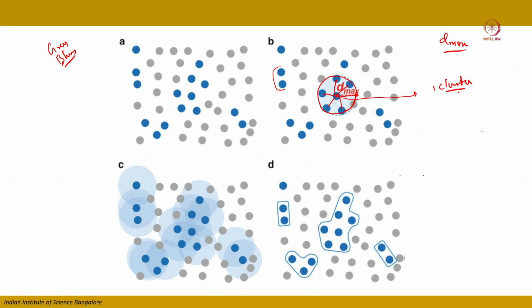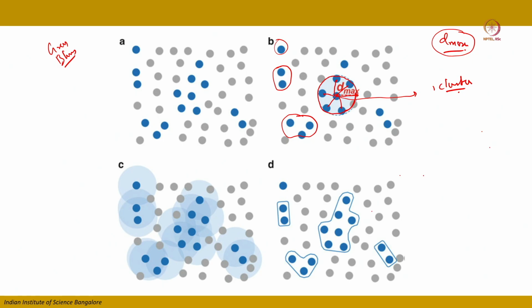Similarly this particular region. So you can actually draw several clusters with this assumption that there is a D max. A sphere of D max is drawn around each atom of the solute. If another solute atom happens to be within this D max, then we call these one cluster. This is one assumption.